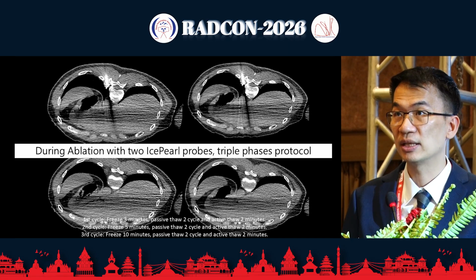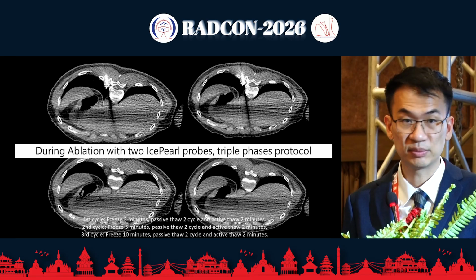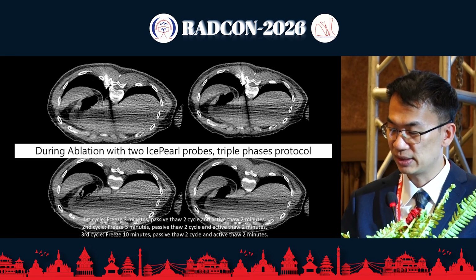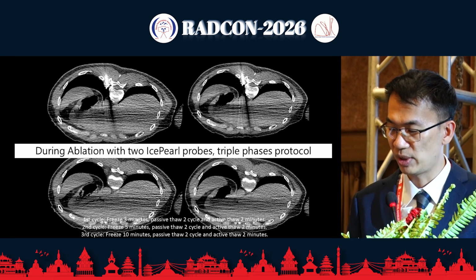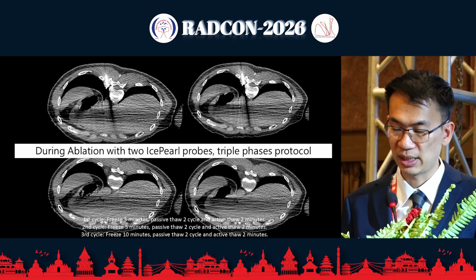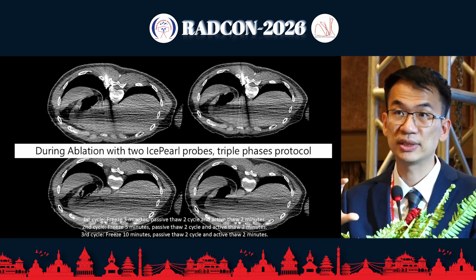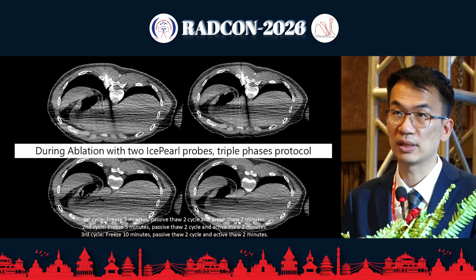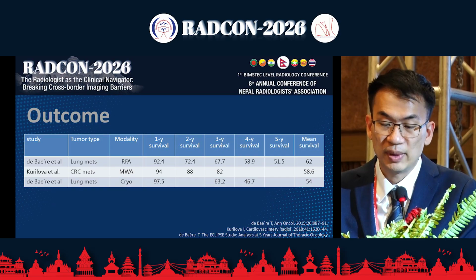You can see the ice ball created is very huge because we use 2 needles at the same time. What we see is hemorrhage inside the ablation zone. And this is 3 months and 14 months later. If you do cryoablation, the ablation zone shrinks very fast compared with RFA and microwave ablation. What about the outcome?